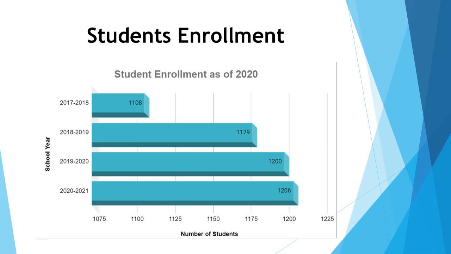Total student enrollment has steadily increased from the 2017-18 school year to the 2019-20 school year, and then leveled off in the 2021 school year, close to 1,200 students, due to the pandemic.